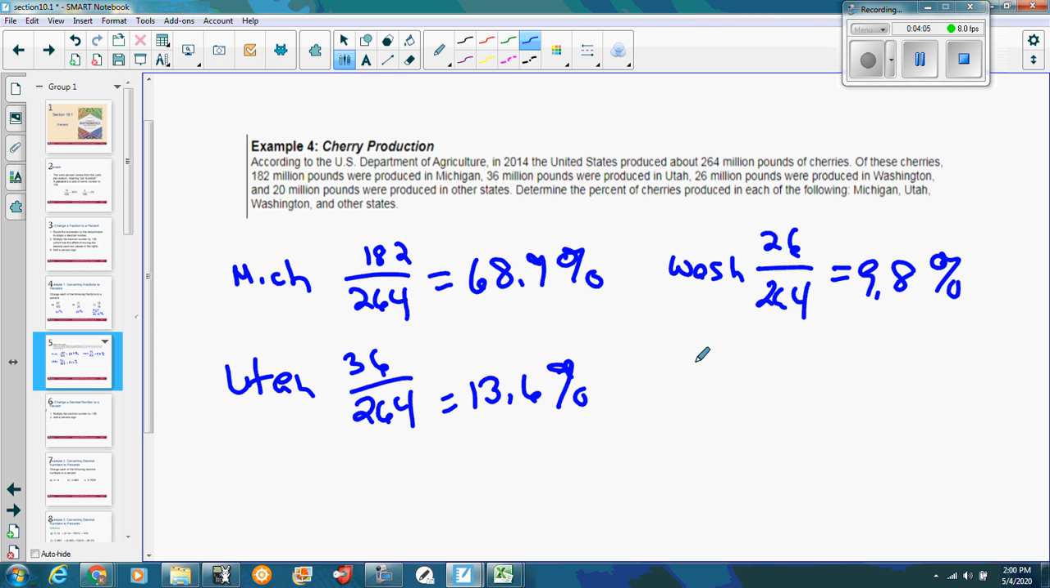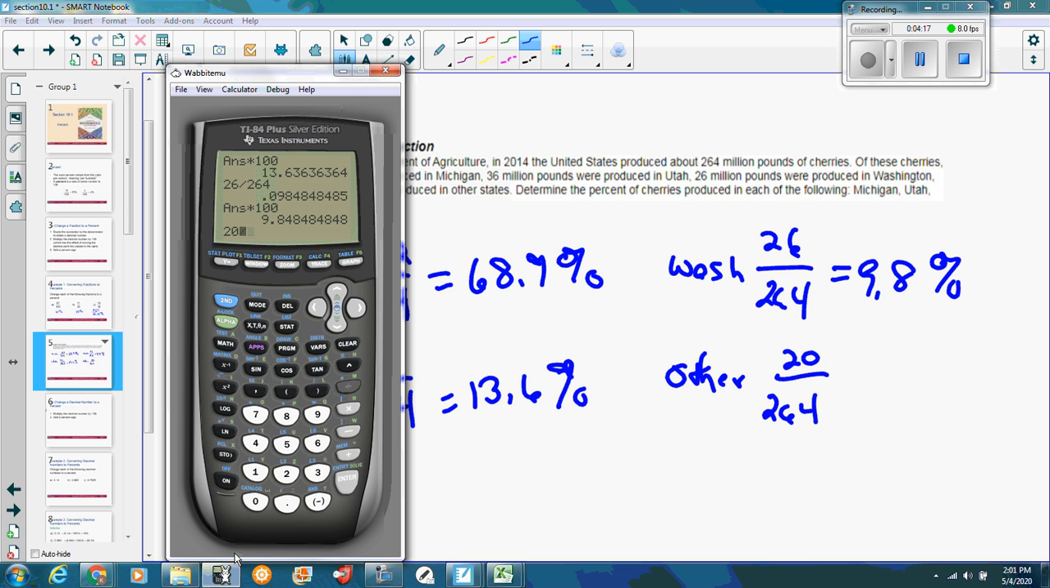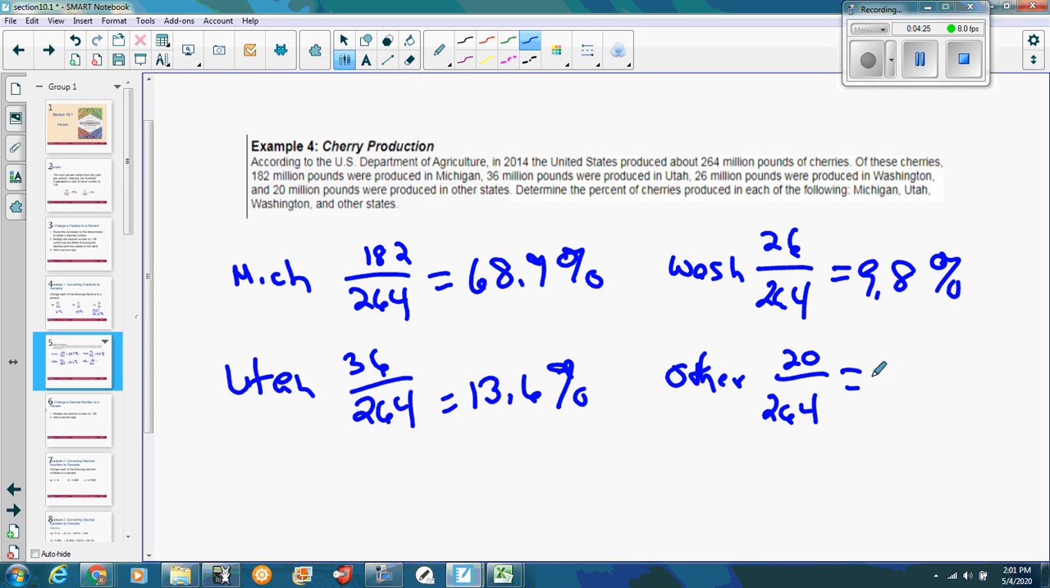And then the rest of the states would be 20 out of 264. So I'm going to do 20 divided by 264 times 100. And I got 7.6%, rounding it to the nearest tenth. So I have 7.6%. Okay, so that's to figure out percentage.